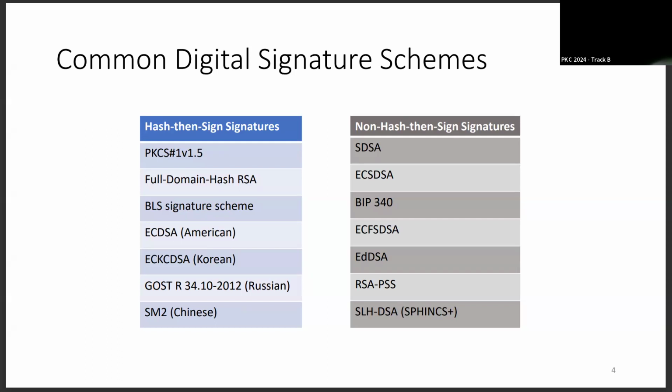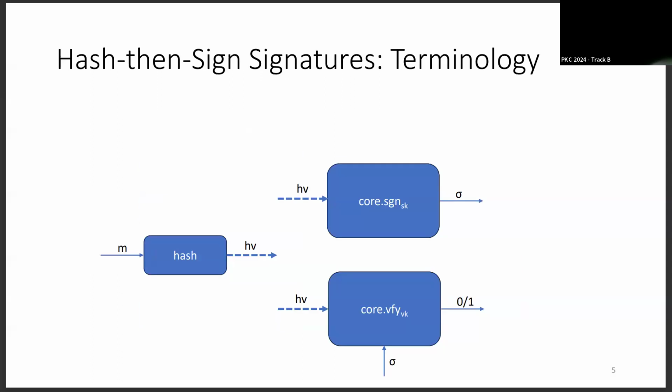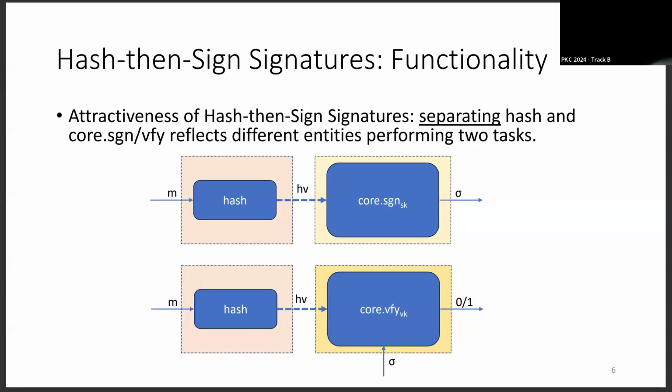So what do I mean by we're interested in the functionality of Hash&Sign signatures? Just to introduce the terminology, there's a hash function that inputs a message and outputs a hash value. A core signing, which is a keyed algorithm that inputs a hash value and outputs a signature. And the core verification, a public keyed algorithm that inputs a hash value and a signature and outputs either yes or no.